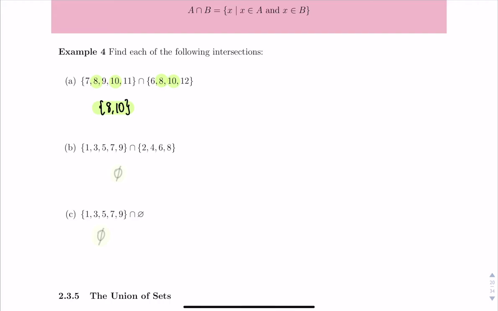What about {1, 3, 5, 7, 9} and {2, 4, 6, 8}? Well, one is odd numbers and one is even numbers, which means they have absolutely nothing in common. And so this would just be the empty set. What about {1, 3, 5, 7, 9} intersect the empty set? Well, the empty set is empty, which means there are no elements, so you can't have anything in common with no elements, and this will just be the empty set as well.